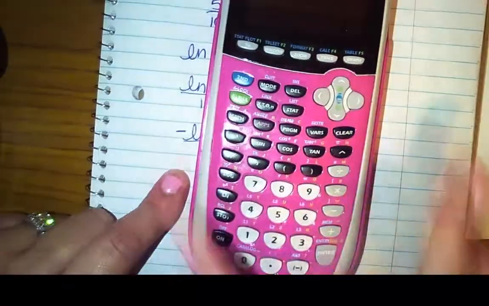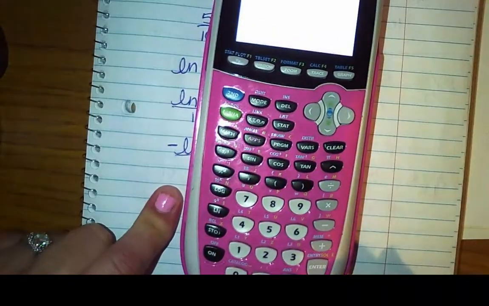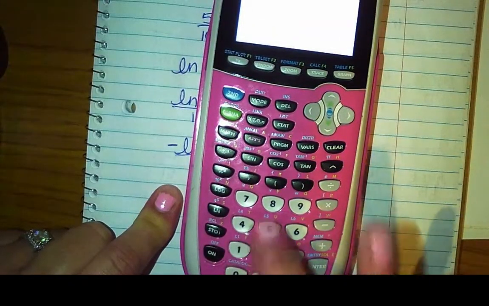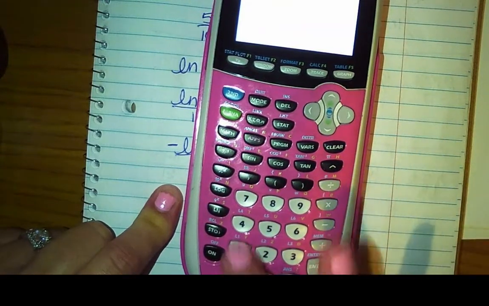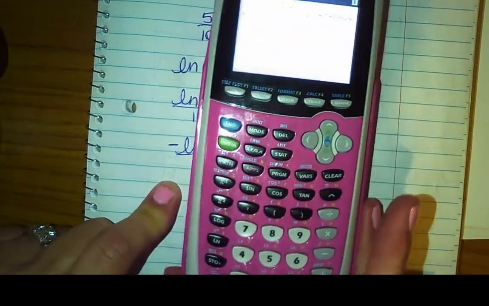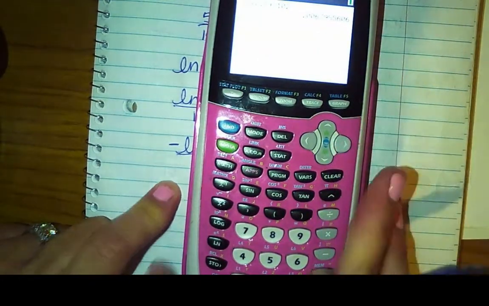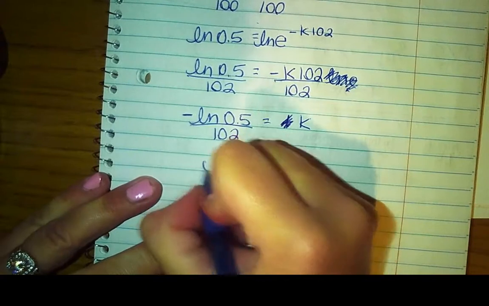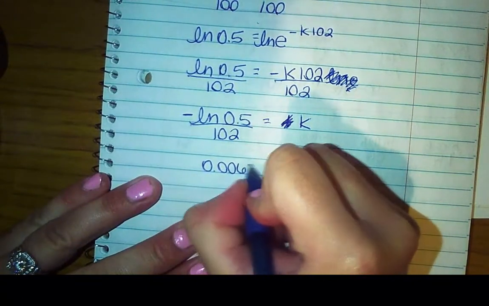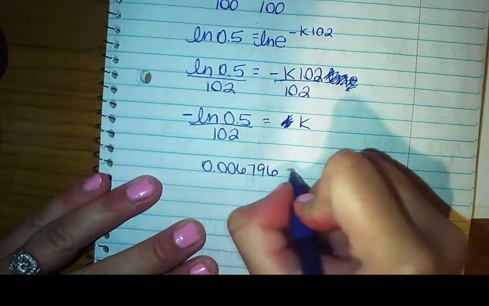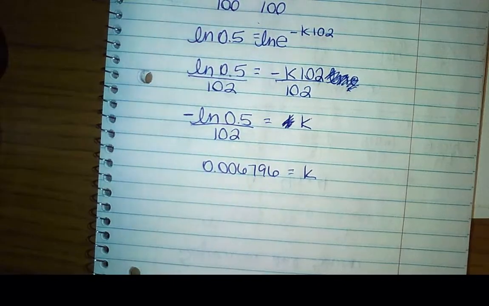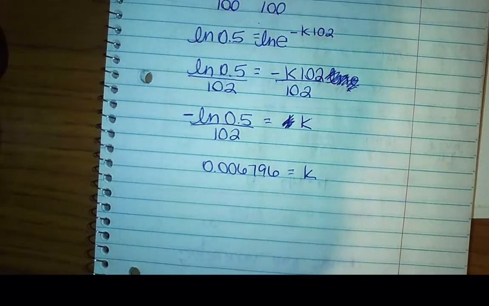When I put that in my calculator, I have a negative natural log of 0.5, and I'm going to divide that by 102. So when I divide that, I get 0.006796. That is your K value. Okay, so what does this mean?